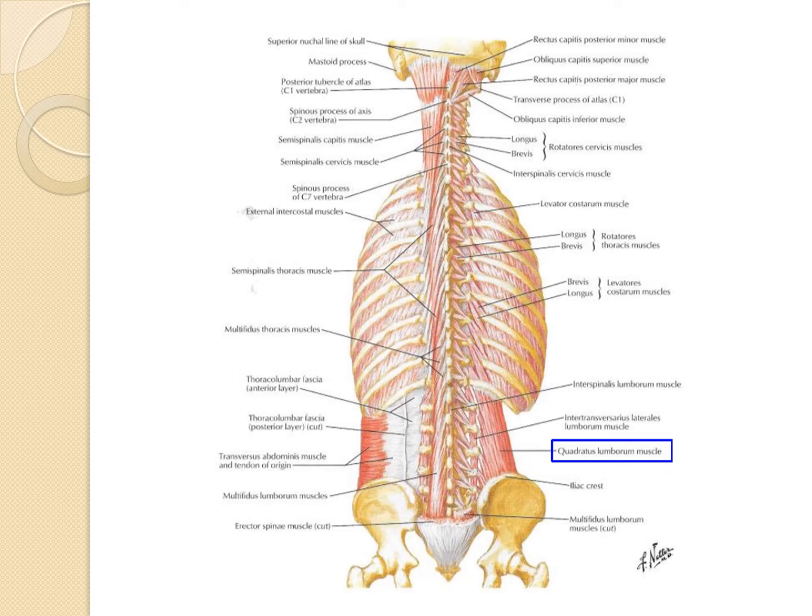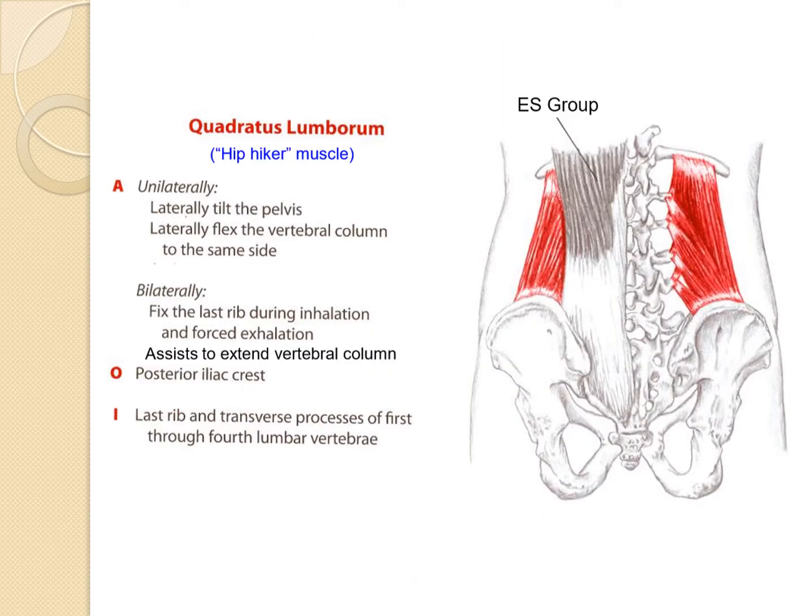The quadratus lumborum is a muscle in the very low back, as shown in this graphic. The quadratus lumborum assists in laterally tilting the pelvis and flexing the vertebral column to the same side, and also in extending the lower vertebral column when both sides of the muscle are active.